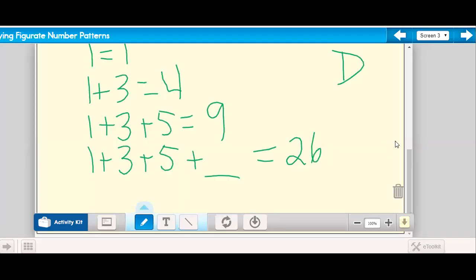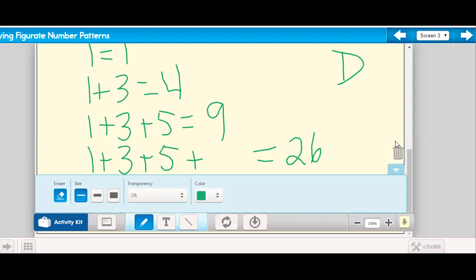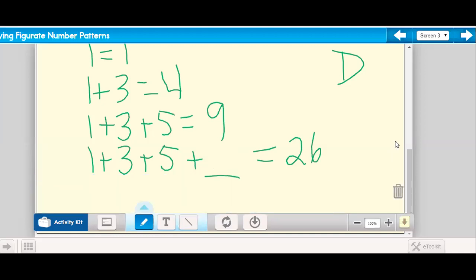Okay, so for D, I erased and I started over. What it was wanting is you could come up with a pattern. So for example, if you want to use this one, 1 equals 1. 1 plus 3 equals 4. So now instead of using even numbers, I'm using our odd numbers. So then you go 1 plus 3 plus 5 equals 9.